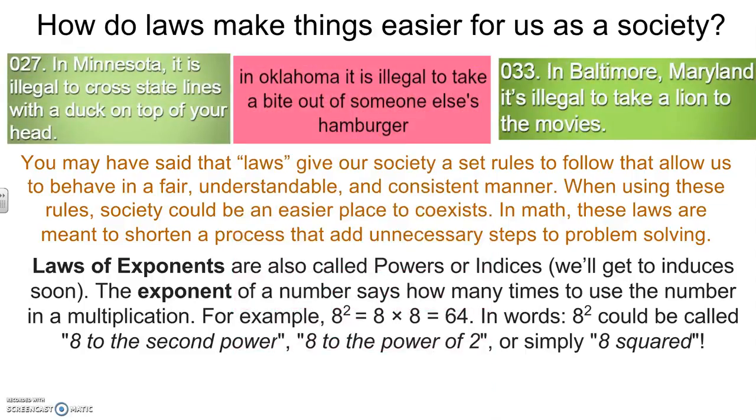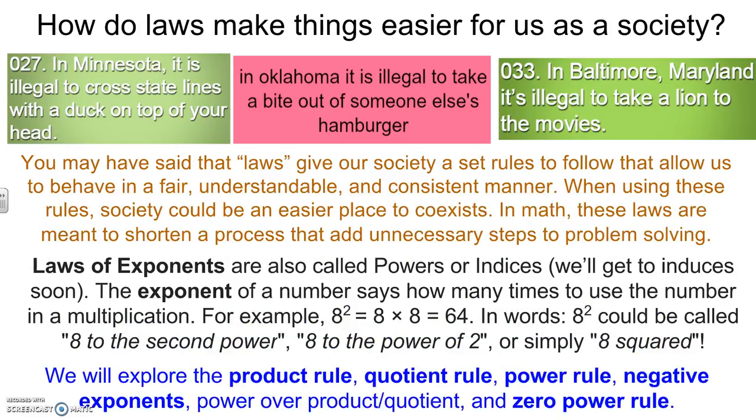Here are some interesting laws that I found in my research. Take a moment to read them and give yourself a little laugh. In this lesson, we'll explore the product rule, quotient rule, power rule, negative exponents, and zero power rule.